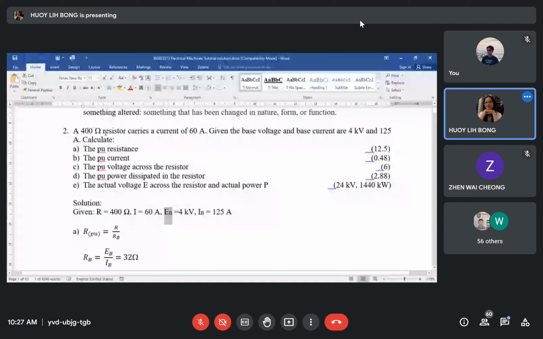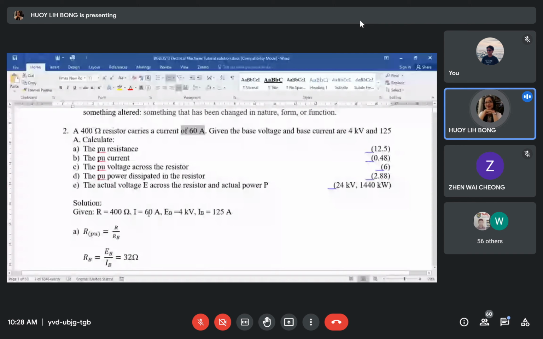Depends. Okay, so you have 400 ohm. And this means this is your rating, or the true value. Oh, sorry, rating is actually your base value here. This is your true value, 400 ohm. So you write down what is given. Then 60 amp also is your actual value. Okay, these are actual values.